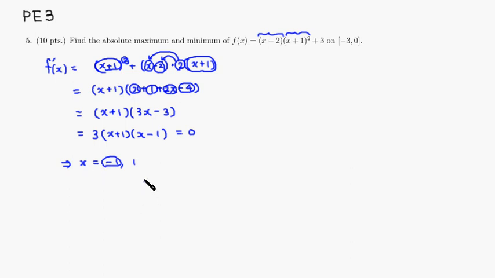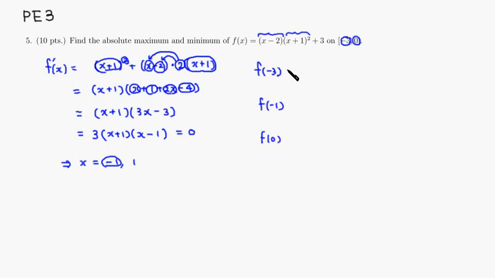Then what we do is look at all possible places that are critical numbers in the interval, and also the endpoints, so negative 3 and 0. So here are the three possible places. You have f of negative 3, the left endpoint, and also f of negative 1. And also the right endpoint, which is 0, so we have to look at f of 0.